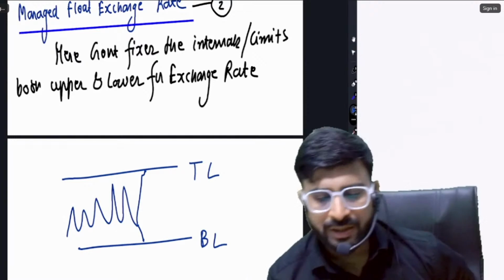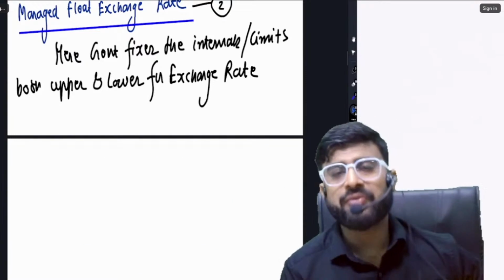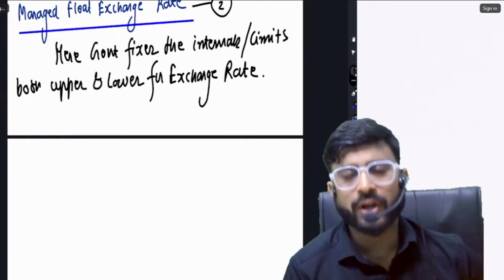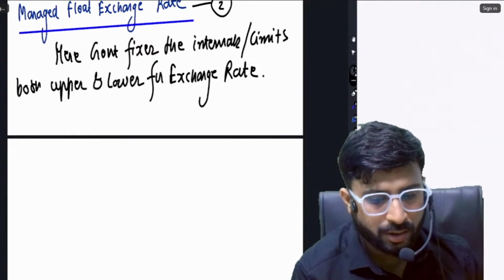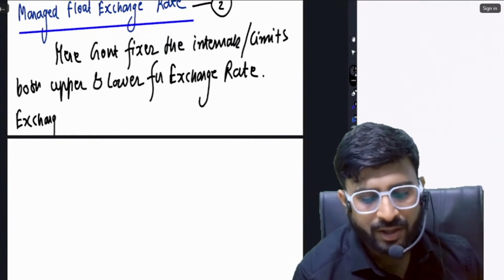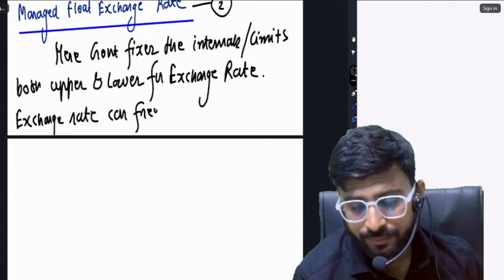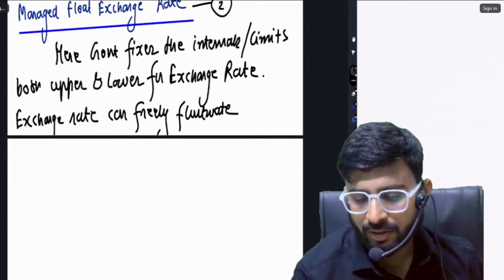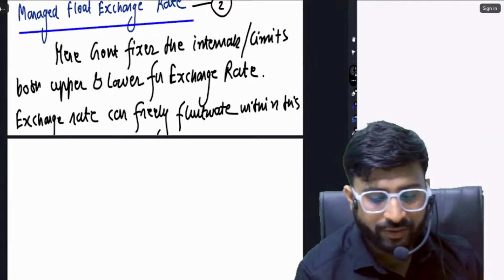Understood, not understood? Yes, sir, it is understood. So this is what I am telling: here the government fixes the intervals, both upper and lower, for the exchange rate. The exchange rate can freely fluctuate within this interval.